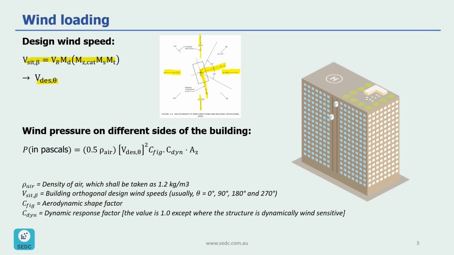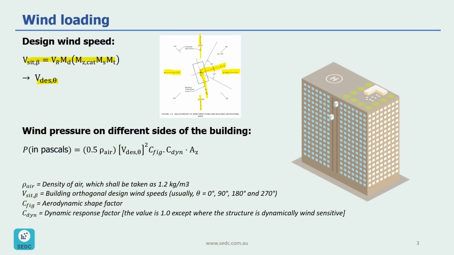A conservative approach is to design the structure using the wind speed and multipliers for the worst direction. For example, if we have a building located on a hill, then it may be easily checked that the V sit, beta on the exposed face would be the worst case. To simplify the design, this value could then be used as design wind speed for all directions on this building.